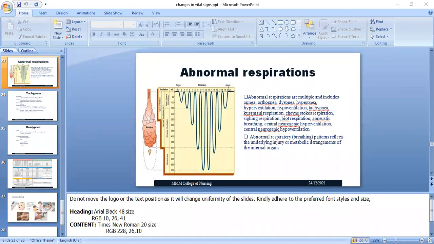Bradypnea can be due to drugs like opiates and sedative hypnotics like benzodiazepines, alcohol, and cholinergics. Neuromuscular diseases like myasthenia gravis and ALS. Other causes include increased ICP, hypothyroidism, and uremia.